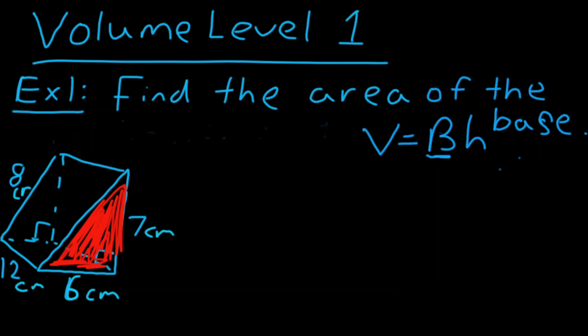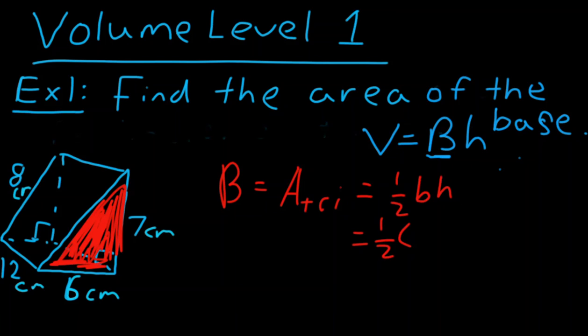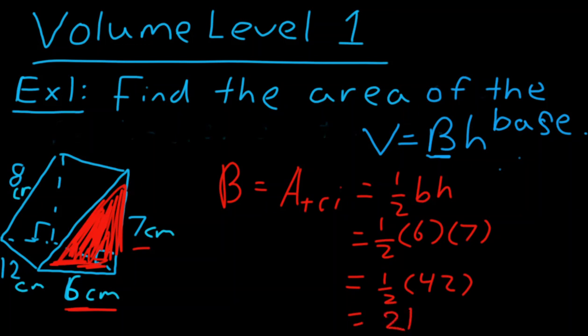Now I can go ahead and say, hey, my area of the base is equal to the area of a triangle, which would be 1/2 times the base times the height. We can write this as 1/2 times, and when we look at this, we see that the base of that triangle is 6 times the height, which would be 7. 6 times 7 would give us 42, and if we multiply by 1/2, that's essentially the same as dividing by 2. This will give us the area of the base is 21 centimeters squared.